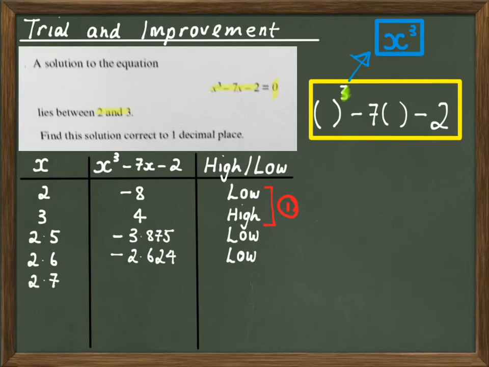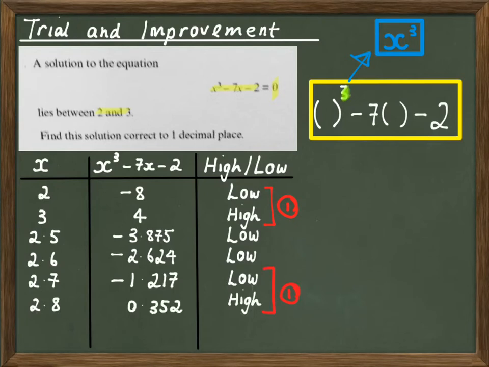Again, I'm going to go up. I'm going to try 2.7. I get minus 1.217. This is too low, but I am getting closer and closer each time I do it to that 0. I'm going to keep going up. I'm going to try 2.8. Right, now 2.8, I get 0.352 as my answer, and this is slightly too high.